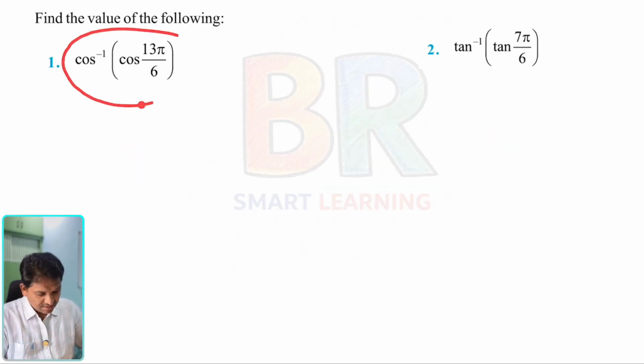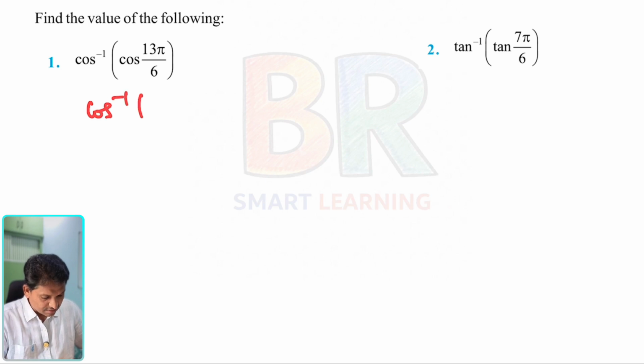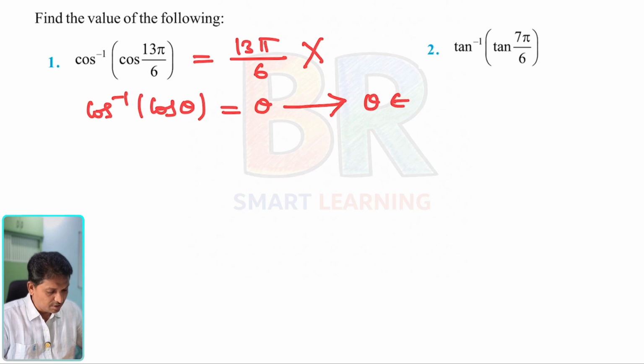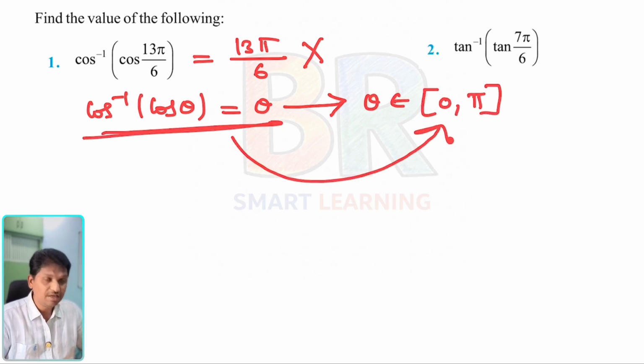See, what is the answer to this problem? It looks like cos inverse of cos theta, right? You might think cos inverse of cos theta is theta, so its answer is 13 pi divided by 6. Actually, it is wrong. Why? Because this formula holds good only when theta belongs to the closed interval 0 comma pi.